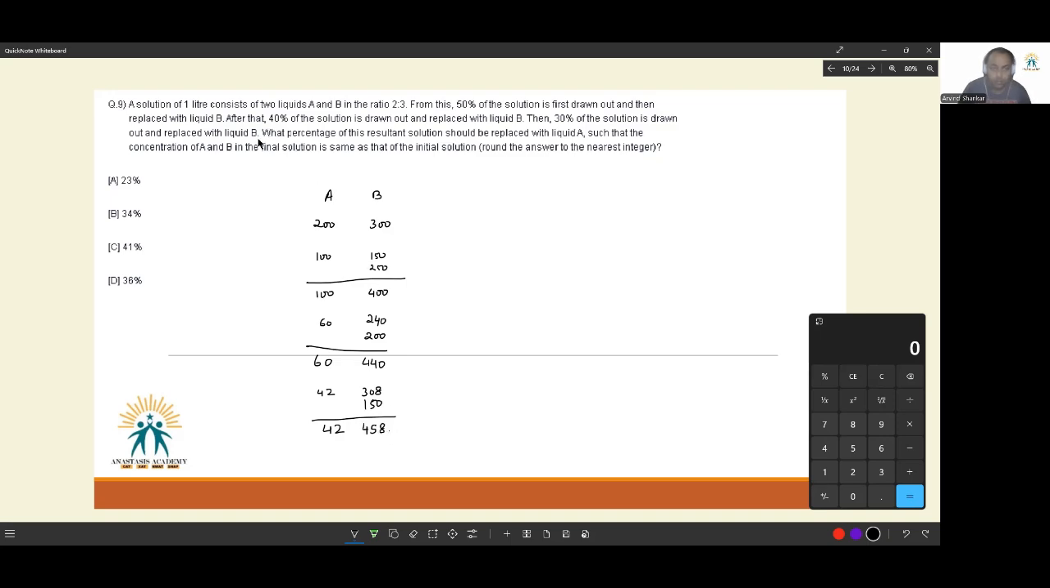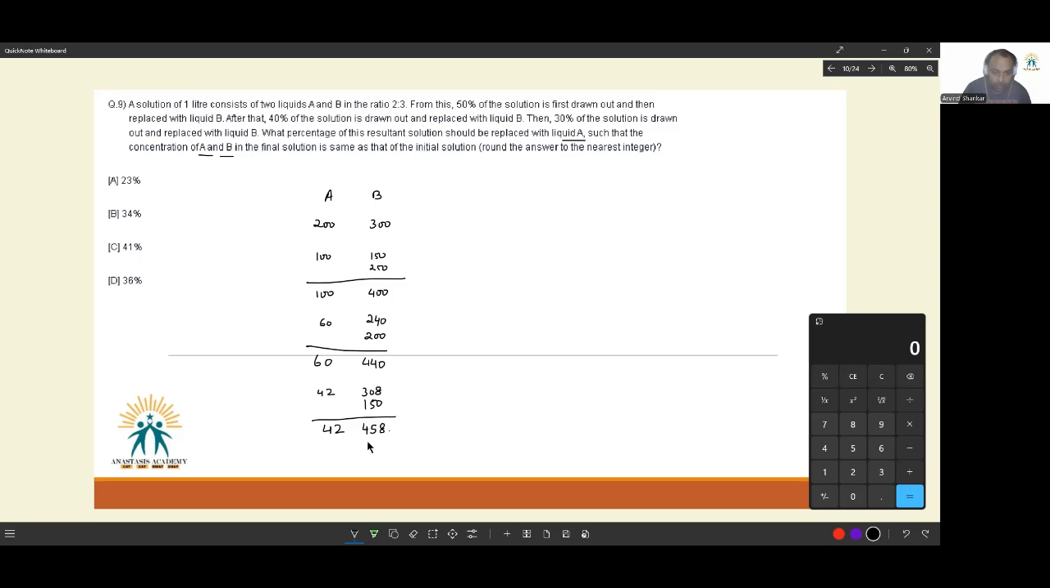So we'll reach a situation of 42A and 458B left. Okay. Now, what percentage of this resultant solution should be replaced with liquid A such that the concentration of A and B in the final solution is same as that of the initial solution? Round the answer to the nearest integer.